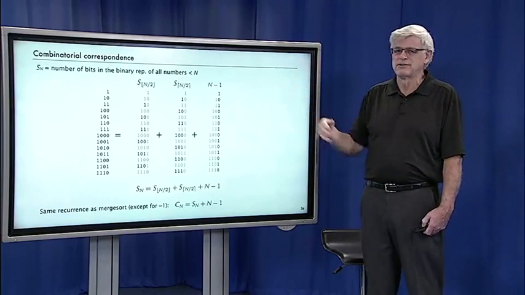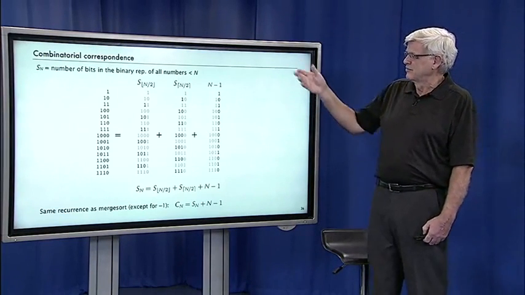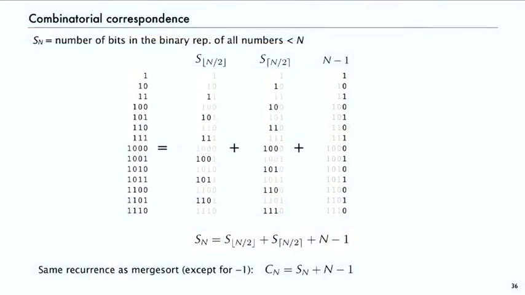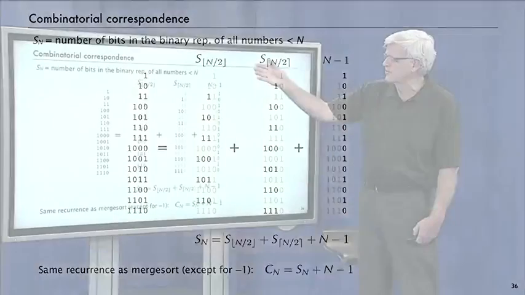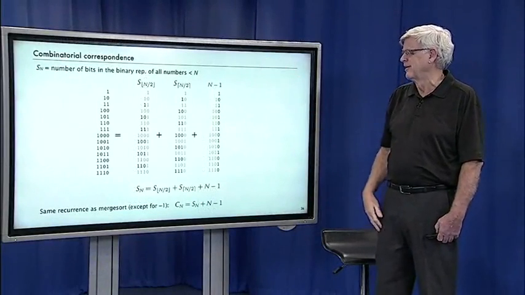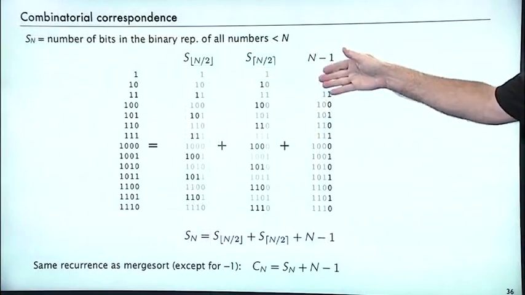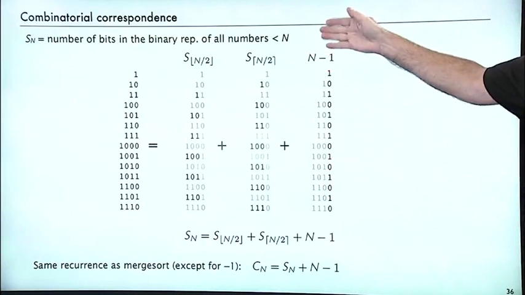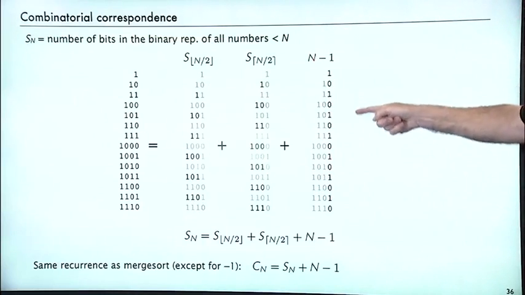Here's a combinatorial way to prove the same thing. If s sub n is the number of bits in the binary representation of all the numbers less than n, then on the left is all the numbers less than 15. What we do is carve off the rightmost bit. Taking every other number, you get s of floor of n over 2, just counting 1, 2, 3 up to floor of n over 2. And then the alternate bits are s of ceiling of n over 2, and then the rightmost bits are n minus 1.